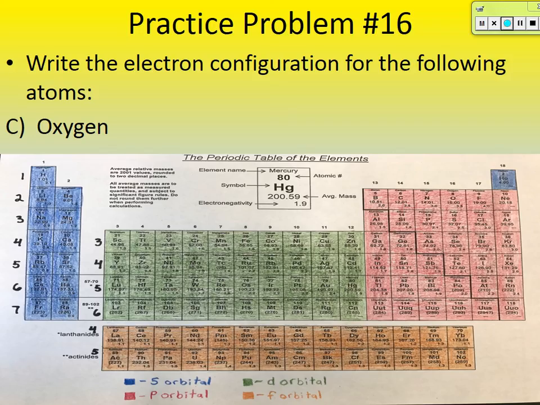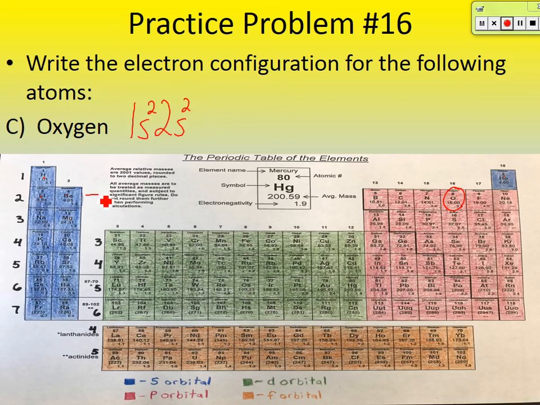Okay, oxygen is found right here on the periodic table, but we need to fill it starting from the very start of the periodic table. So we're in the first energy level, s orbital, and we have 1, 2 electrons. So we put a 2 right there. Now we come down to the second energy level, so we need to put a 2. We're in the s orbital still, and we've got 1, 2 electrons in there.